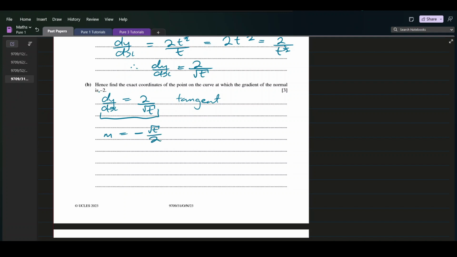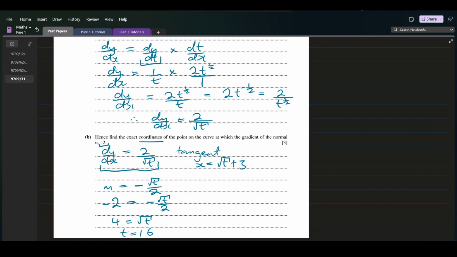So that means that this negative 2, which is the gradient of the normal, is equal to negative root t over 2. We get rid of the denominator, this becomes 4 is equal to root t. If we square both sides, t is equal to 16. And now that we have t is 16, we can find the coordinates of the point. And to do that, we'll use our parametric equations, where x is equal to root t plus 3 and where y is equal to ln t.